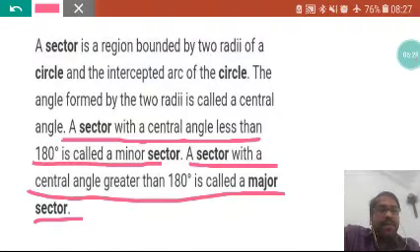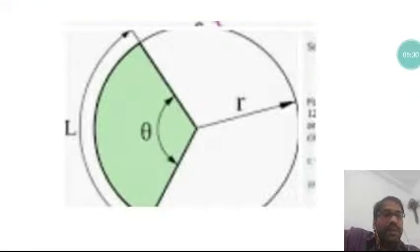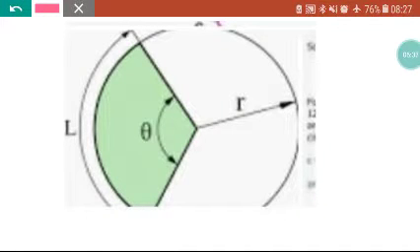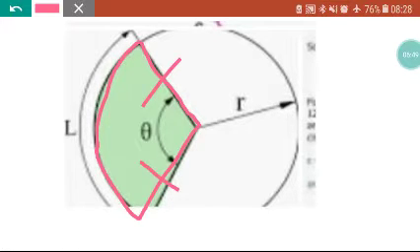So what are those? See this only. What are these two sectors? See in this figure here. In this figure, this is the circle, and this part here is bounded by the arc and two radii. These are the two radii, and this is bounded by the arc.